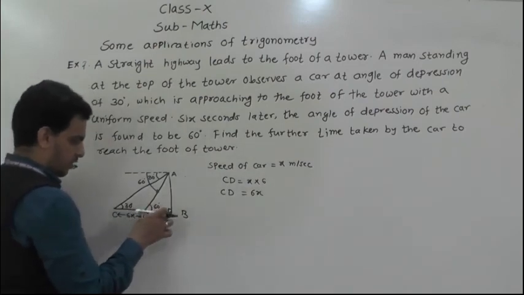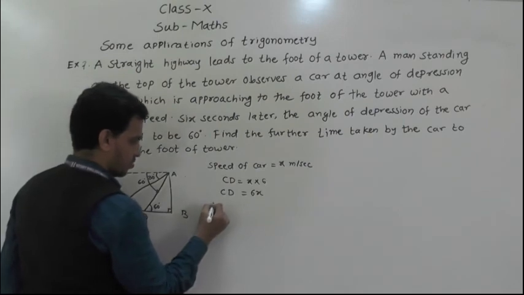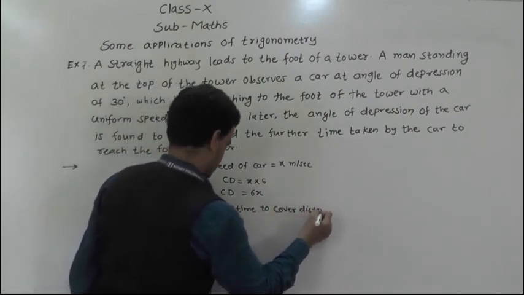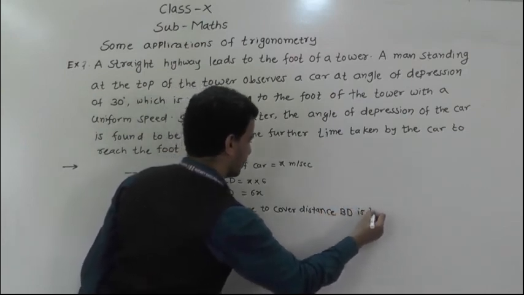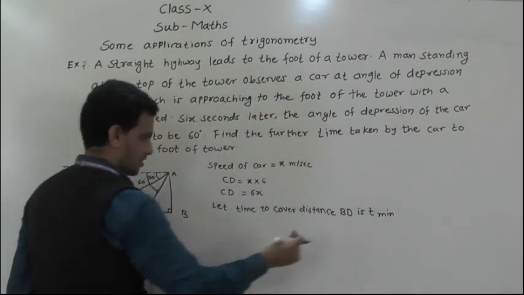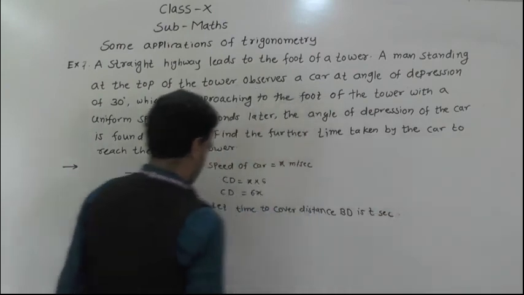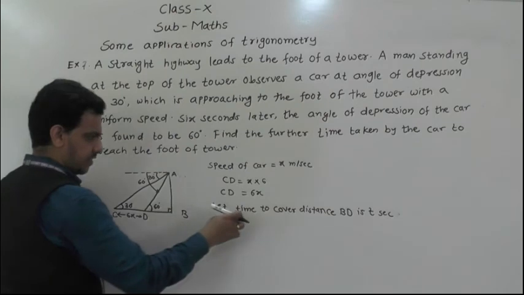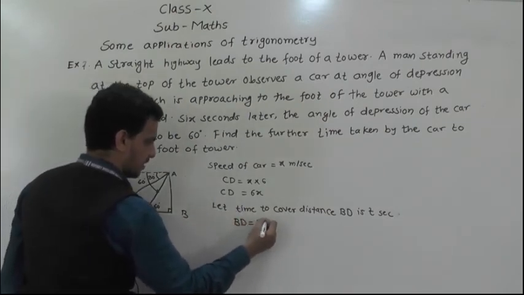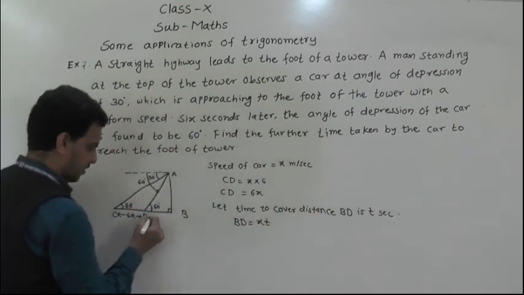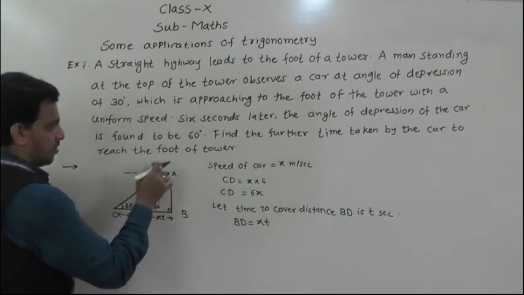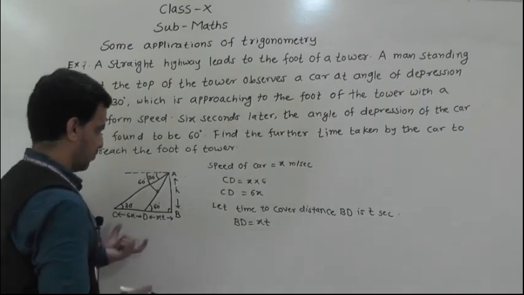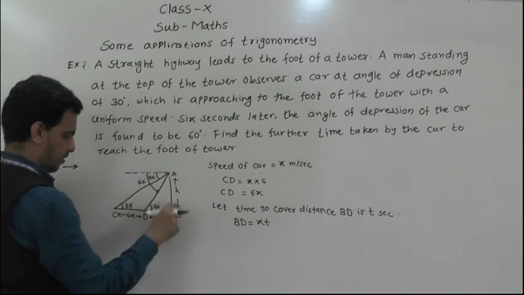Now we suppose that time to cover distance BD is t. So let time to cover distance BD be t second, because here it is given in seconds. So here uniform speed is there, so speed of car is x and time is t, so distance BD we will get, that is x into t, speed into time. So BD distance we will get xt. Then height of tower we have to suppose that h. Now we have to take two triangles, triangle ABD and triangle ABC.